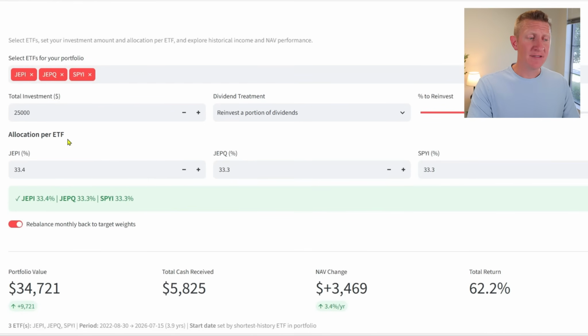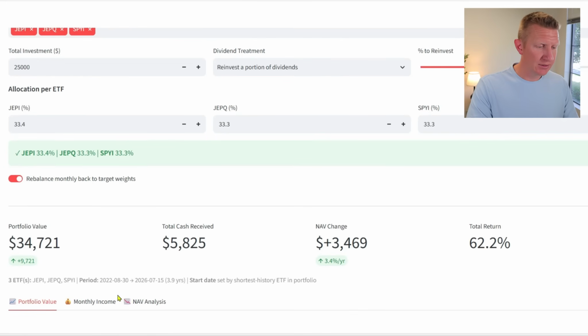So you're 25,000 since when? Right here says since 2022. August 30th, 2022 is the most recent iteration of these ETFs. So we can only go back that far. So in this situation, your 25 turns into 34. You've received $5,825 in total cash. Your NAV has gone up 34.69. Your total return is 62%, which is really great.